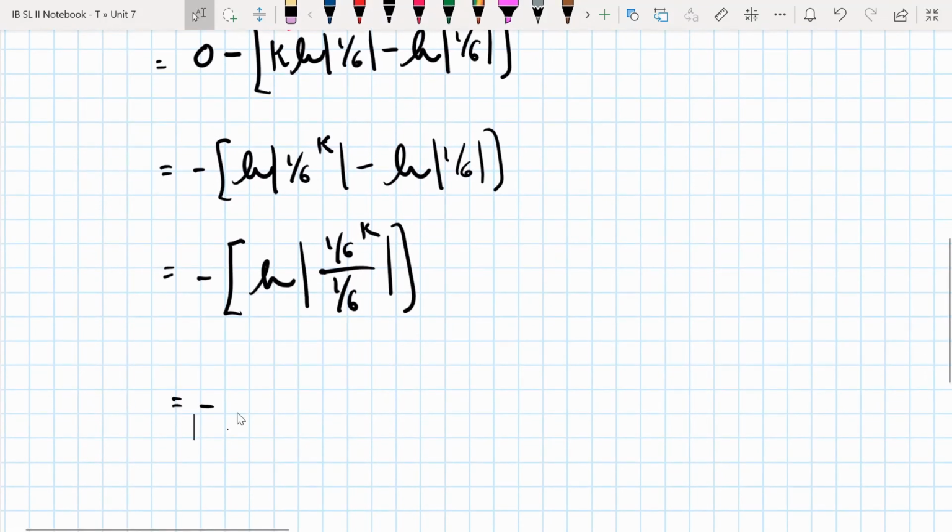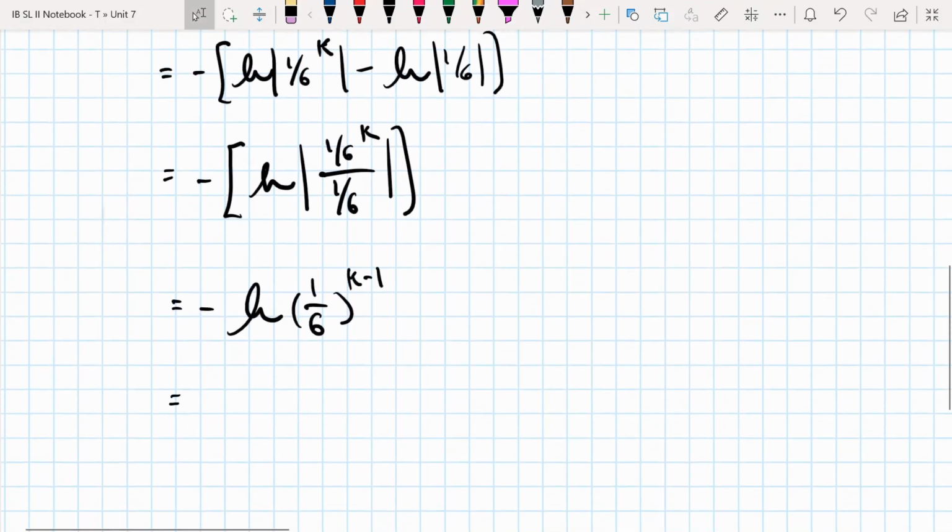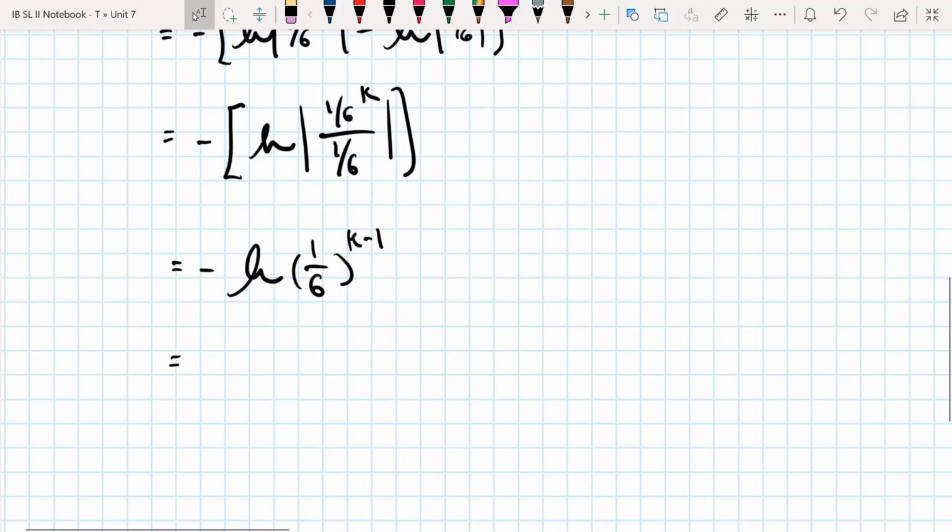So we end up with negative natural log of 1/6 raised to the k minus 1. Okay, and the last thing we're going to do is bring the k minus 1 to the outside, and this becomes 1 minus k, natural log of 1/6, and we're going to leave our answer like that for this one.